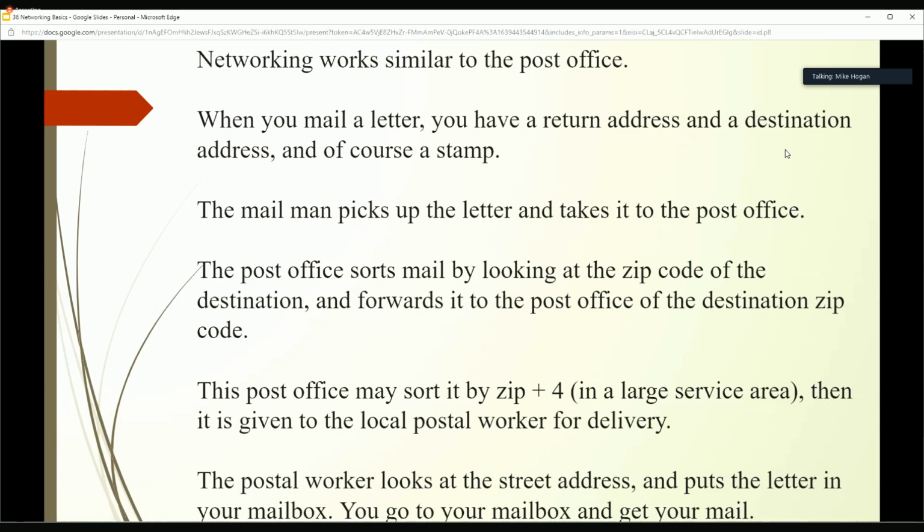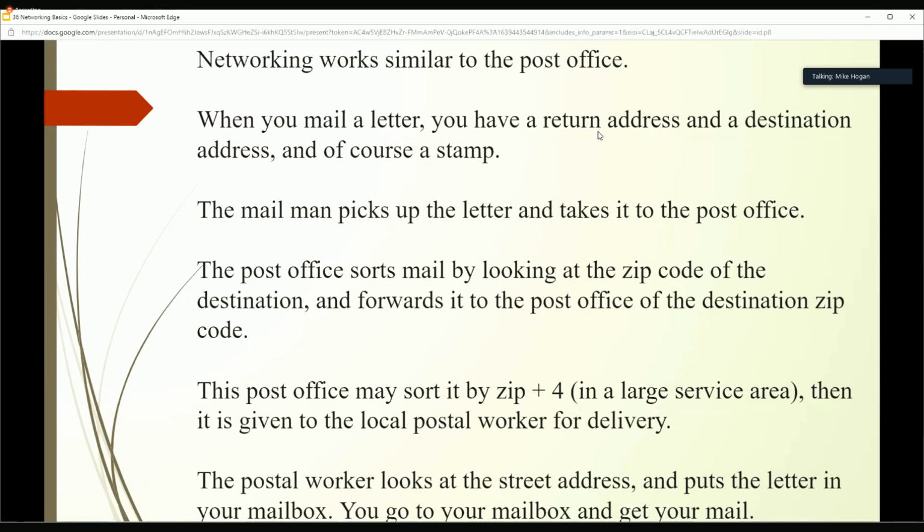Okay, this is just giving you a breakdown of what's taking place. Your networking is similar to the post office. Mail a letter, you have a return address, a destination address, and of course a stamp. The mailman picks up the letter, takes it to the post office. The post office sorts the mail by looking at the zip code of the destination and forwards it to the post office of the destination zip code.